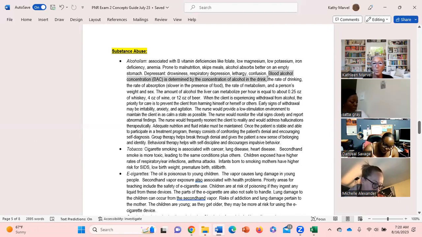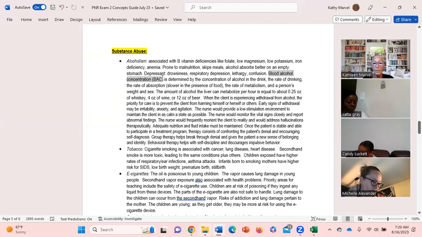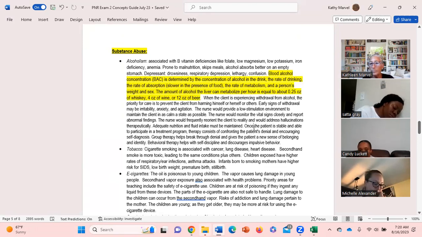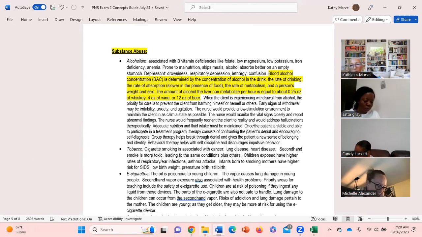Okay, this is important to remember. When you're trying to figure out or assess blood alcohol concentration, remember, blood alcohol concentration is not just how much you drank, right? It's the concentration, the rate of absorption. Is there food in the system? Rate of metabolism, person's weight, person's sex. So there's a lot of factors. It's not just how much you had to drink. A lot of factors play into that.